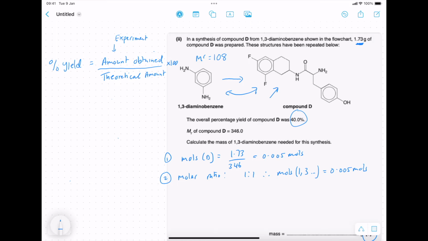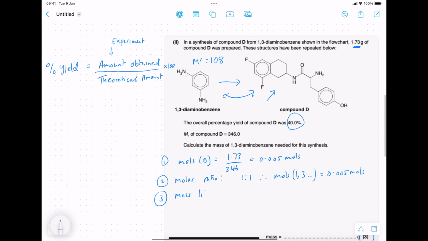0.005. So you're asking yourself, why do I need to work out the moles of the reactant? It's so I can turn that into a mass to find out what the theoretical mass I need is to produce 1.73 grams of D. So therefore, number 3 is to work out the mass of the 1,3-diaminobenzene required. So just put 1,3 for short like that, would be 0.005 times 108, which gives me 0.54 grams.